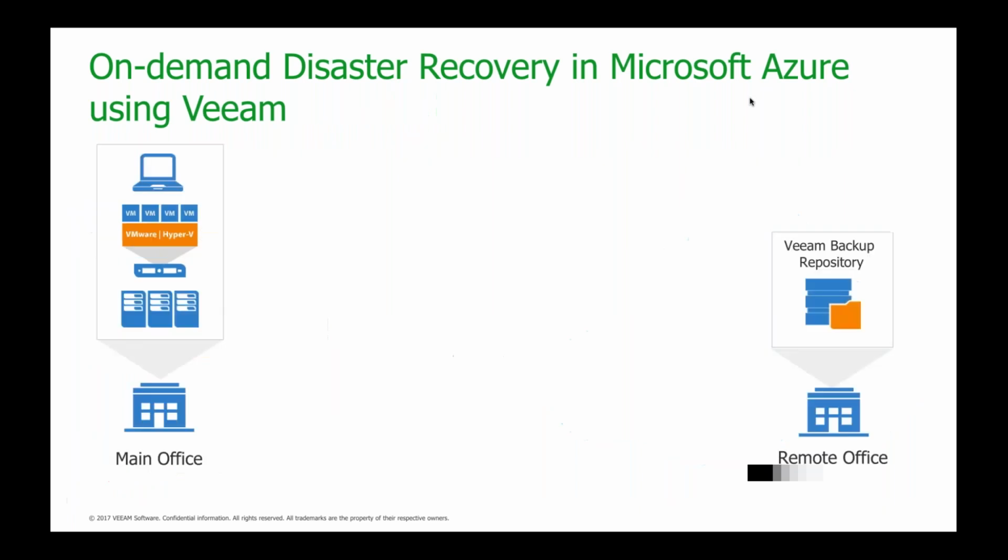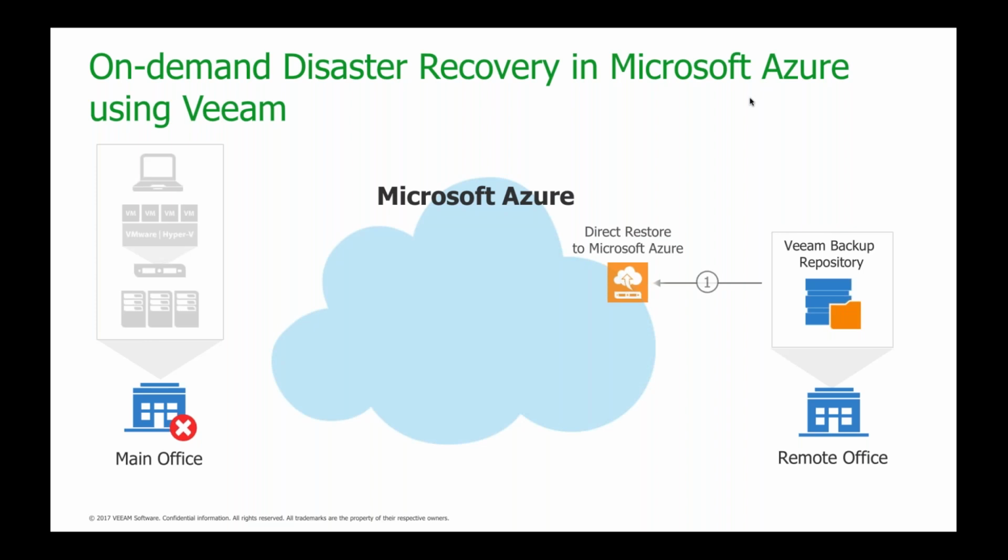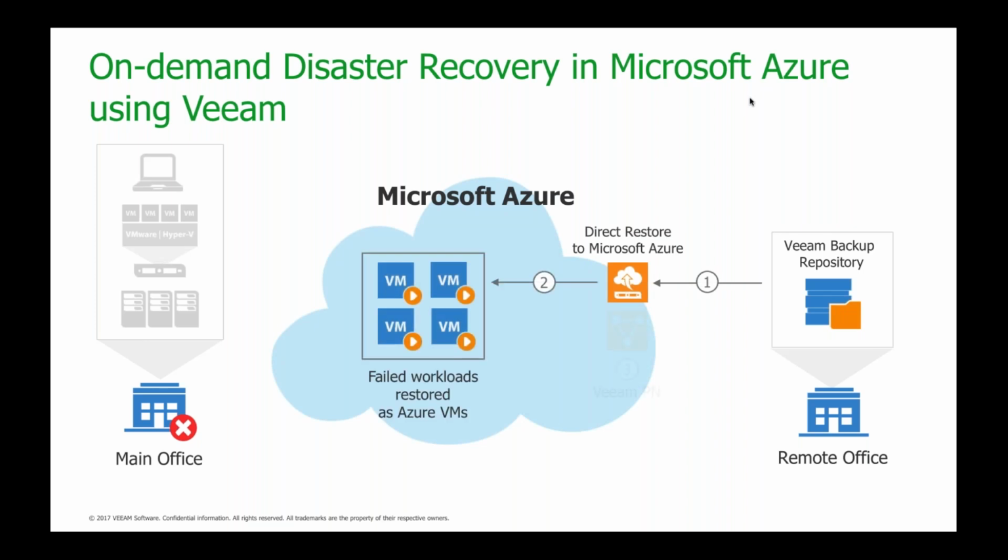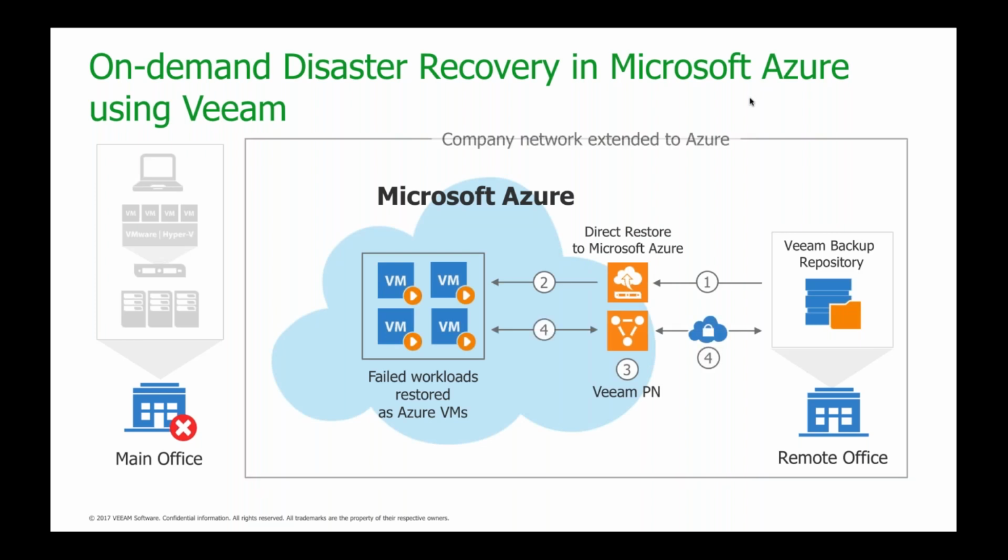If we're looking at another use case, we've got the situation here where we've got a main office. This main office has had a full failure. What we've actually done with this main office is we've had a remote office, and we've used a backup copy job to get the machines or the workloads that are running on premises to this remote office. What we can then do again is get Microsoft Azure up. We can use Direct Restore to Microsoft Azure to restore the workloads into the Azure cloud and then extend the network using Veeam PN. Okay, and that's going to extend that company network so the workloads become available no matter where you are.